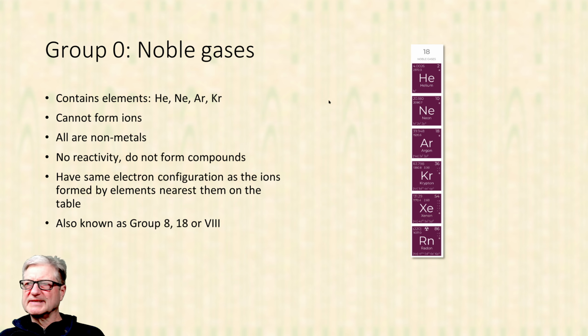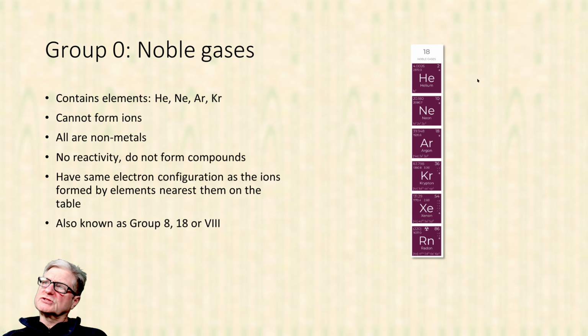So that's valency in reverse, if you like. Fluorine over here will gain an electron to form the same electron configuration as helium, and sodium here will lose an electron to form the same electron configuration as helium. That's what that means. They're also known as group 8, 18, or 8 in Roman numerals. In our case, in National 5, we call this group 0.